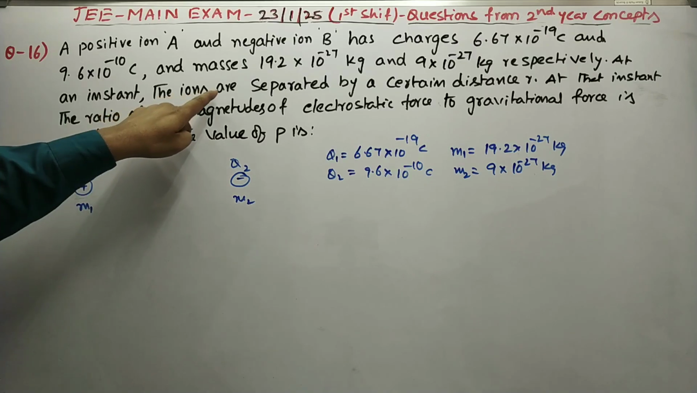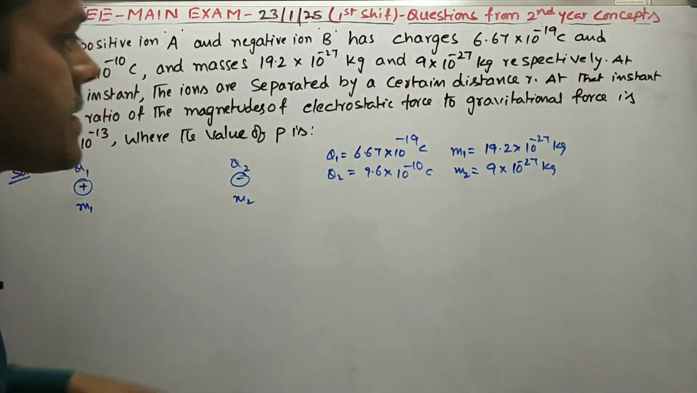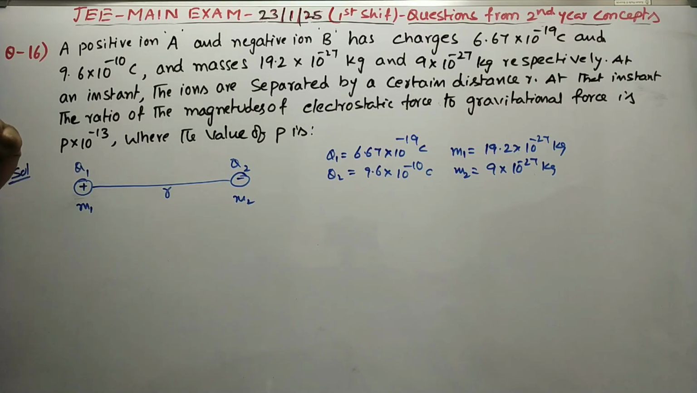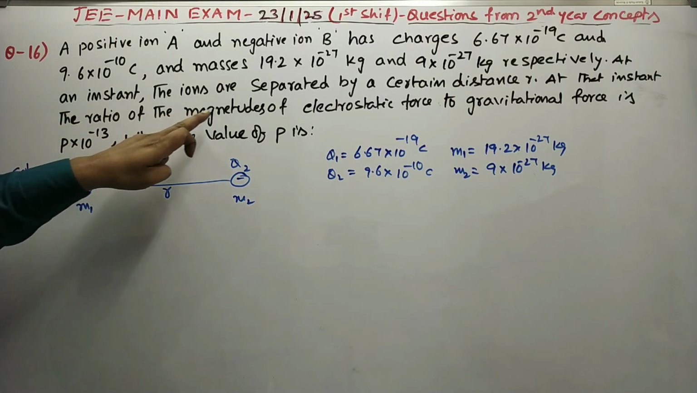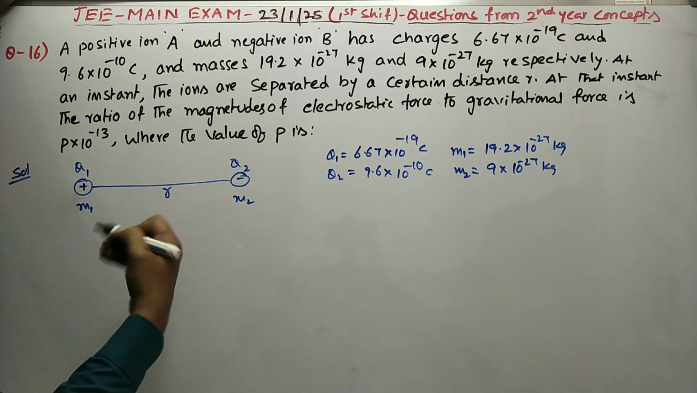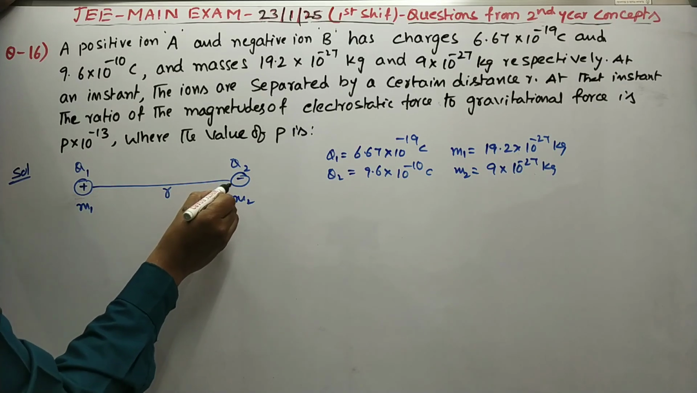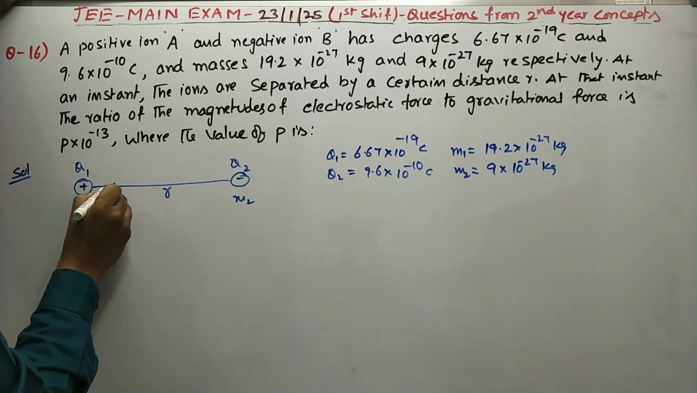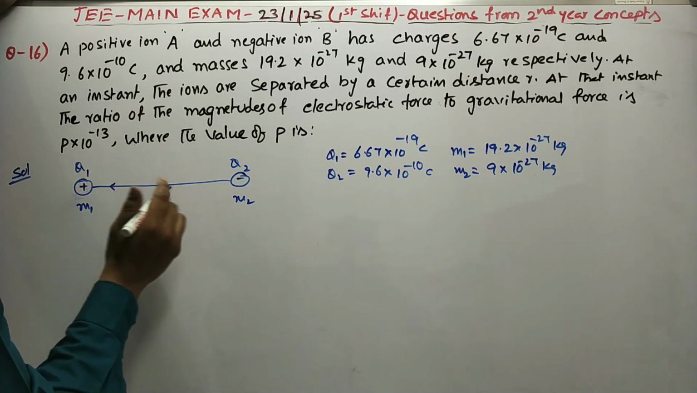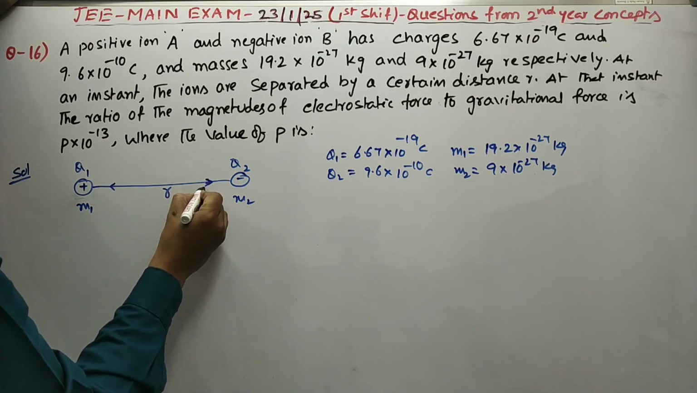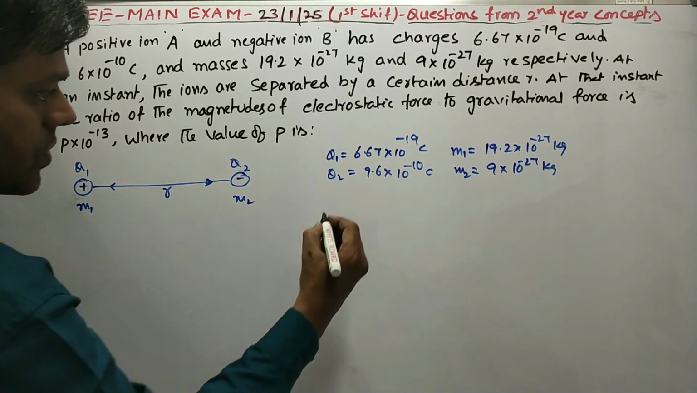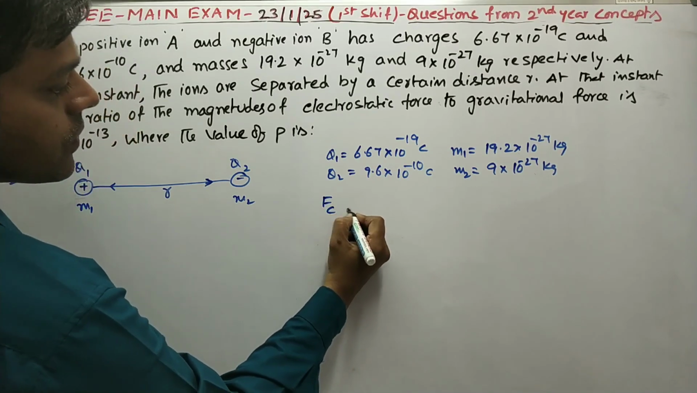At an instant, the ions are separated by a certain distance r. These two ions are separated by distance r. At that instant, the ratio of the magnitude of electrostatic force. So these two are what kind of charges? Opposite charges. So this positive ion attracts this negative charge, that means pulls it towards its direction. Similarly, at the same time, this negative charge experiences a force from this positive charge and is pulled towards its direction. So what kind of force exists between them? Electrostatic attractive force.